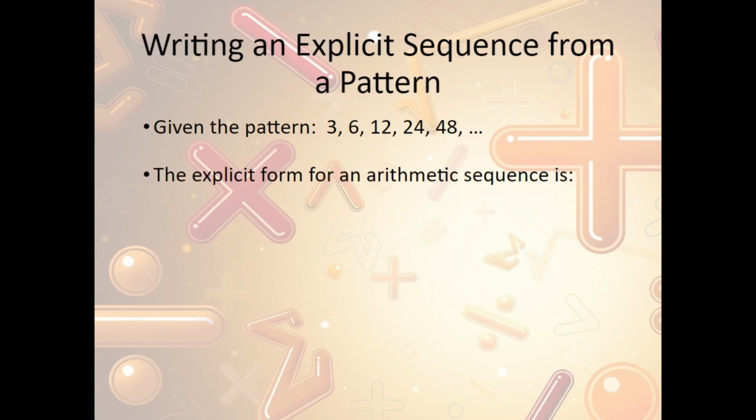So if we're given a pattern here, 3, 6, 12, 24, 48, we go ahead and fill this in. So a_n we don't know. We do know a_1, and we do know r. So a_n is equal to, the first one is 3, and the r value, we're multiplying by 2 each time, so r is 2. So this becomes 3 times 2 to the n minus 1.